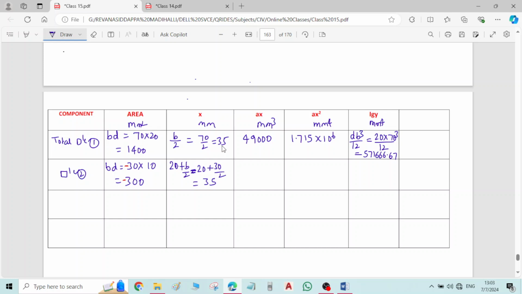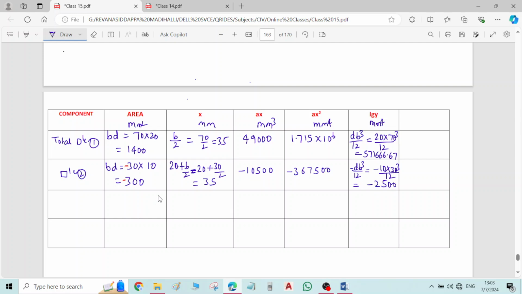Then the AX value for the rectangle is minus 10,500. AX square is minus 367,500. For IGY, same formula, minus db cube by 12. It is unshaded, so minus: depth is 10 and width is 30, cubed, divided by 12. It is minus 2,500.